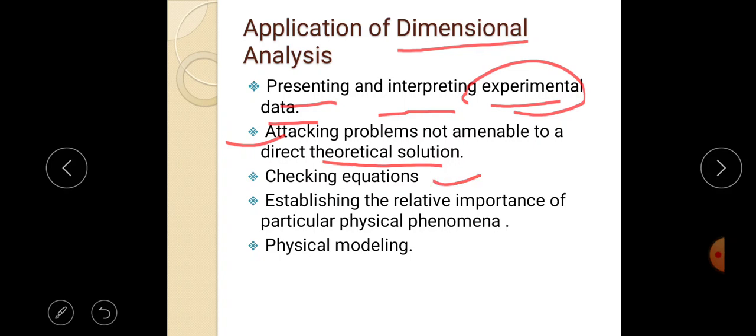Also in checking equations, like with dimensional homogeneity, we can check whether an equation is valid or not. And establishing the relative importance of particular physical phenomena. And last, physical modeling. So these are some of the applications of dimensional analysis. Now I'll show a simple example to demonstrate these things.